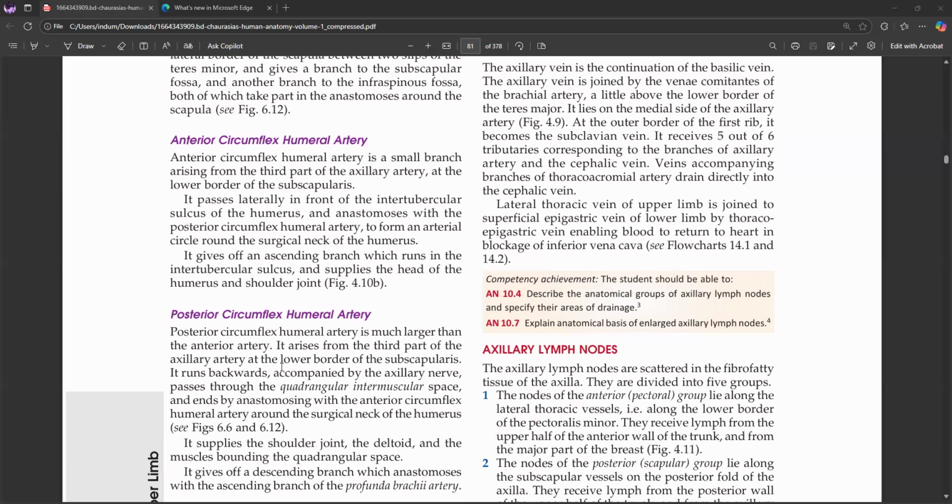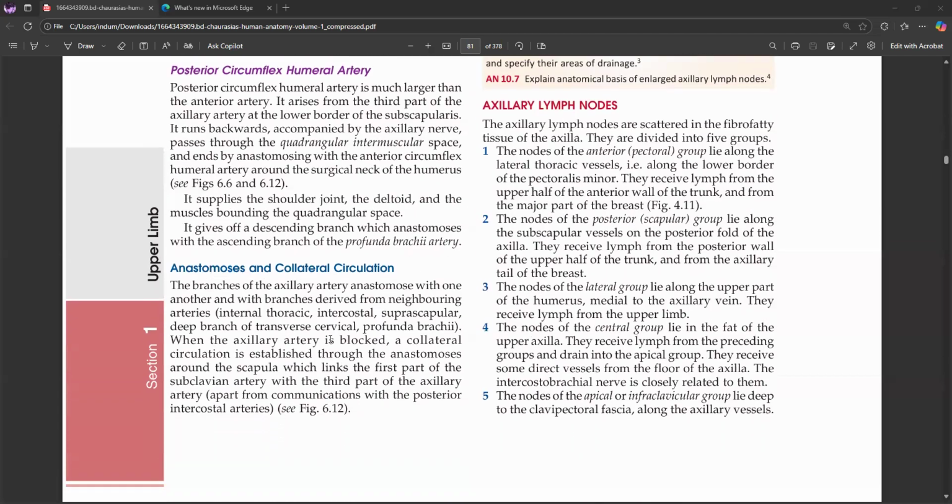Anterior circumflex humeral artery. The anterior circumflex humeral artery is a small branch arising from the third part of the axillary artery at the lower border of the subscapularis. It passes laterally in front of the intertubercular sulcus of the humerus and anastomoses with the posterior circumflex humeral artery to form an arterial circle around the surgical neck of the humerus. It gives off an ascending branch which runs in the intertubercular sulcus and supplies the head of the humerus and shoulder joint. Figure 4.10b.